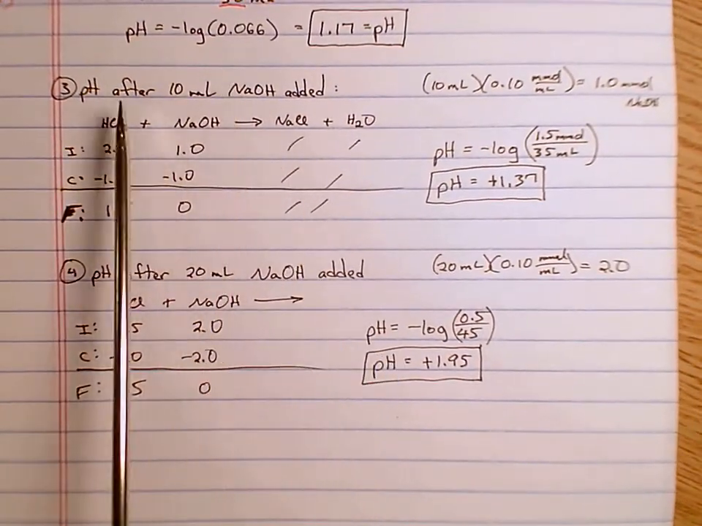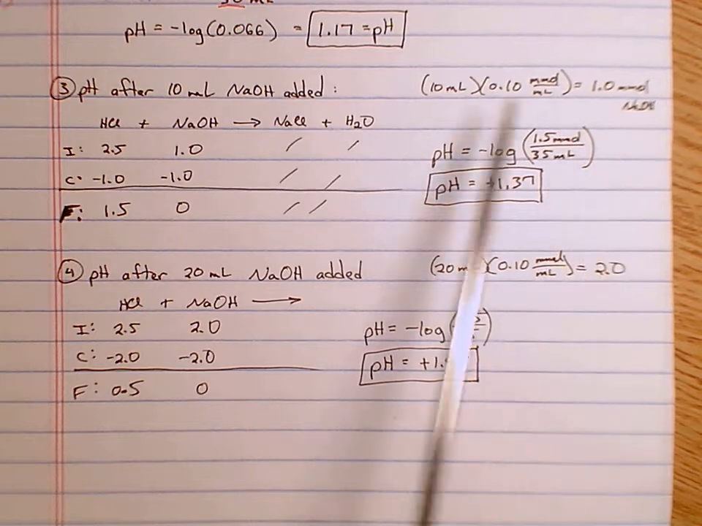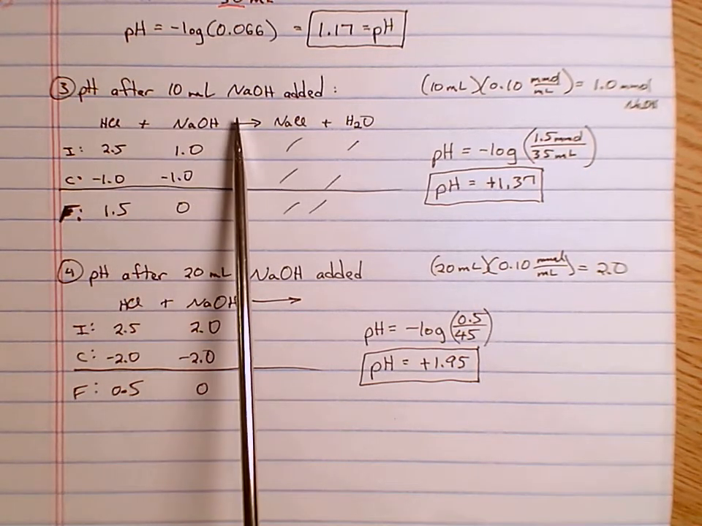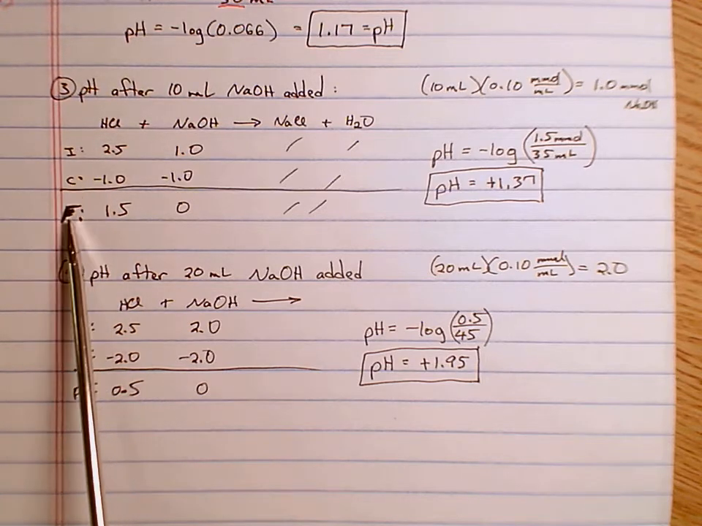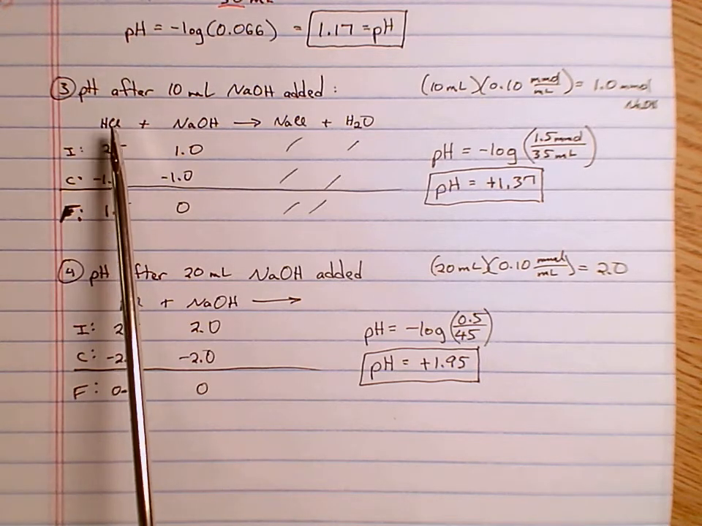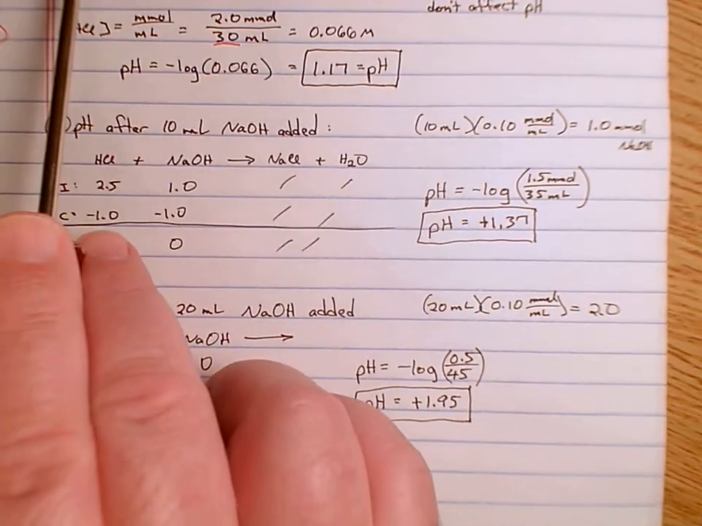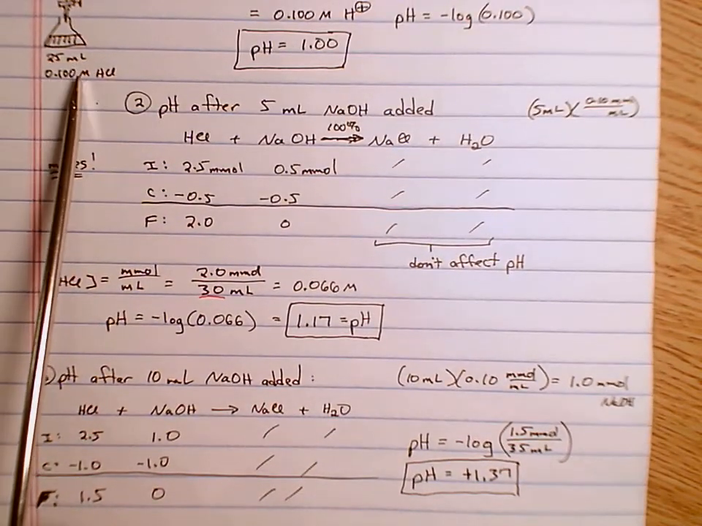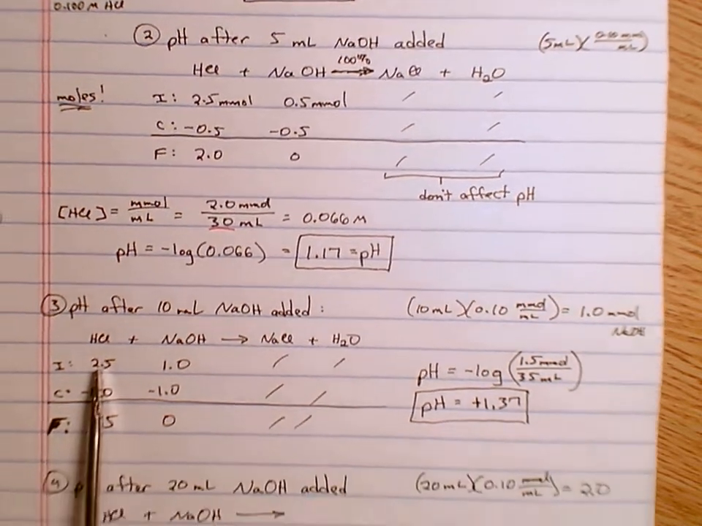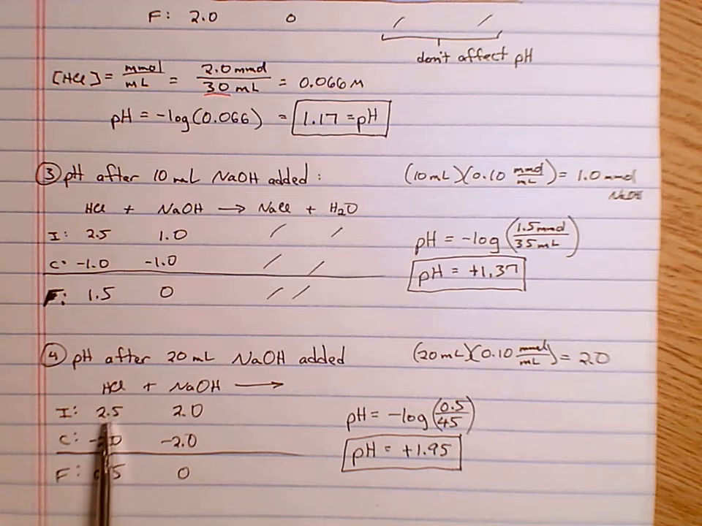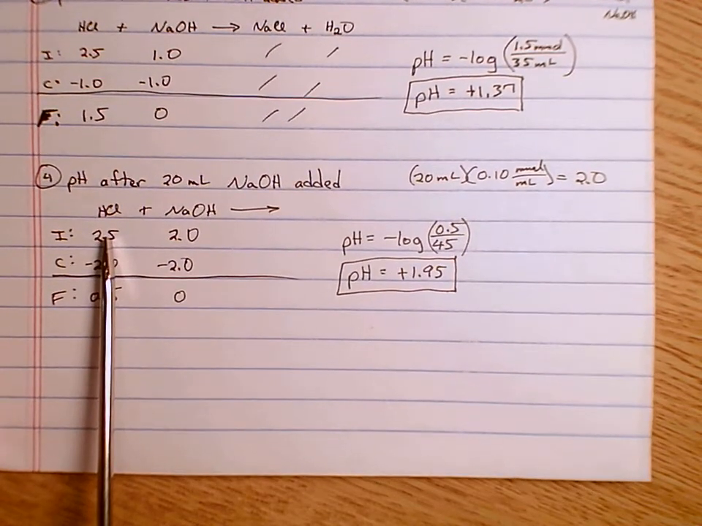Let's now add 10 milliliters of NaOH and see what happens. After 10 milliliters of NaOH added, same as before, we have an initial-change-final table. The nice thing about this is that since we started with 25 milliliters of 0.1 molar HCl, our initial moles of HCl will always be 0.25. You can just put that in there. That will always be our initial moles of HCl.